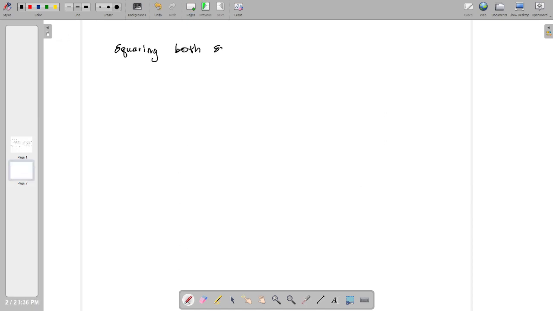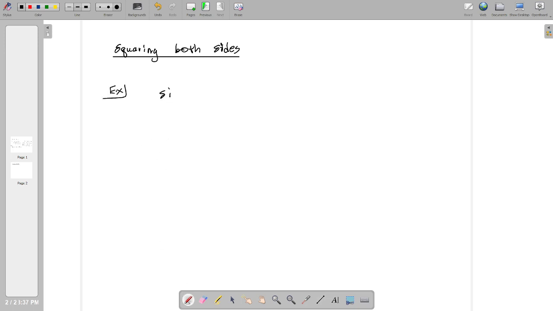Squaring both sides. Now, squaring both sides is kind of a tricky problem because, yes, it does give us solutions to an equation, but it also introduces extraneous solutions. So whenever we square both sides of an equation, we need to go back and we need to check all of our answers to make sure they actually solve the equation that we want them to solve.